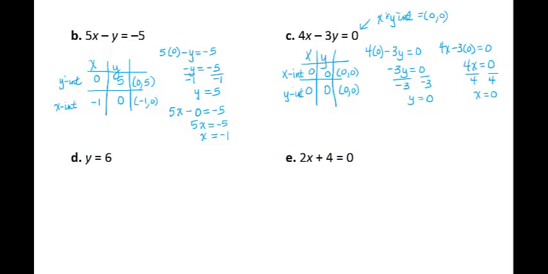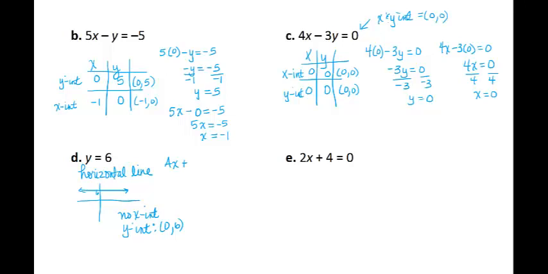The equation y equals 6: if you recognize that this is the equation of a horizontal line, it's going to help you out here. If you know that this is a horizontal line that crosses the y-axis at 6, then you can see that there's going to be no x-intercept, and the y-intercept is (0, 6).